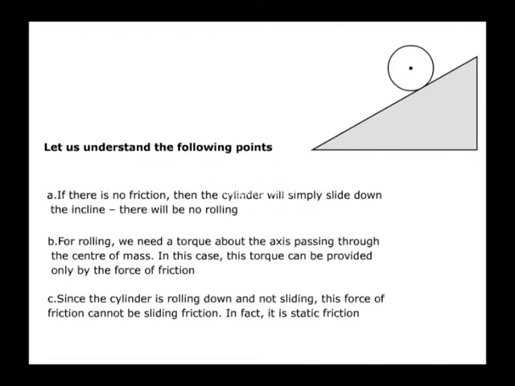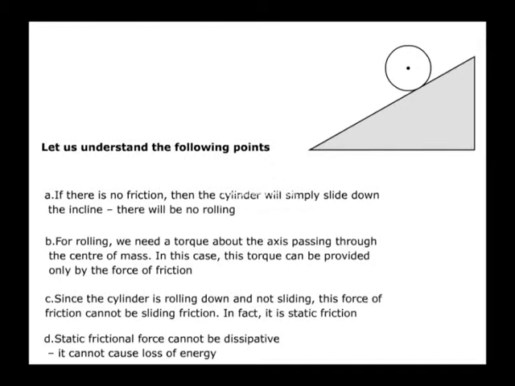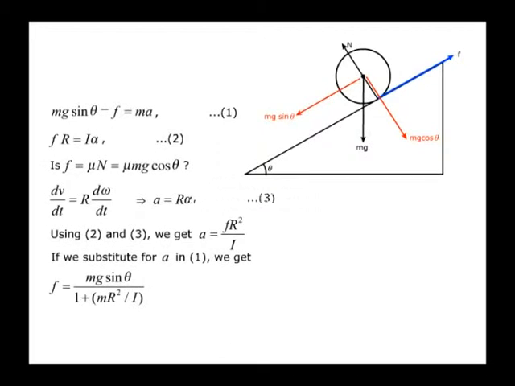Since the cylinder is rolling down and not sliding, this force of friction cannot be sliding friction. In fact, it is static friction. Static frictional force can never be dissipative. It cannot cause loss of energy. Let's move further and add the forces to the figure.